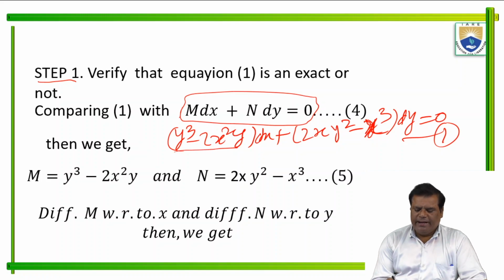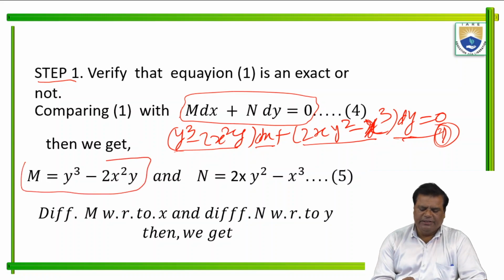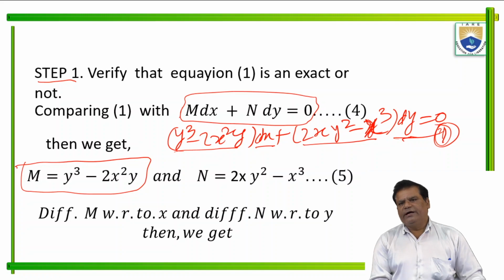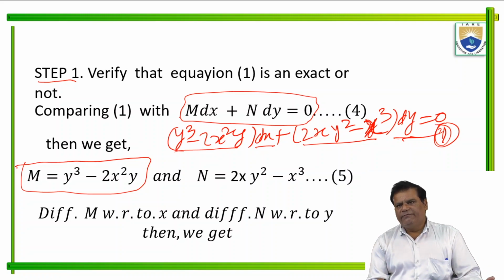This is the same type, m dx plus n dy equal to 0. Comparing this one equation with this, we get the value of m. We find the value of m: y cube minus 2x square y is the value of m. And this is the value of n: n equal to 2xy square minus x cube. In our question, the value of m is this and the value of n is this.